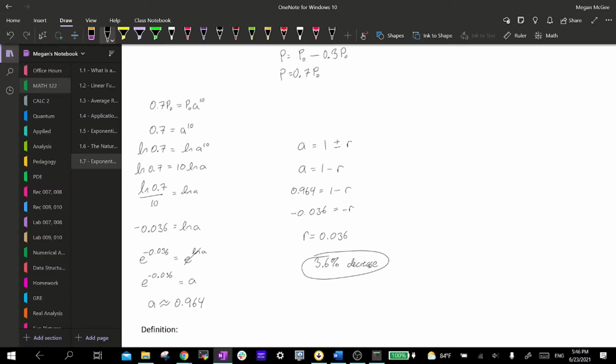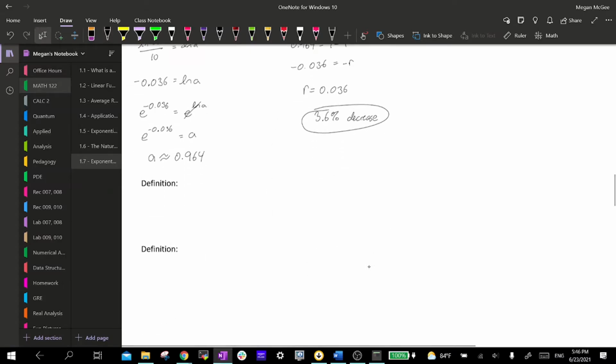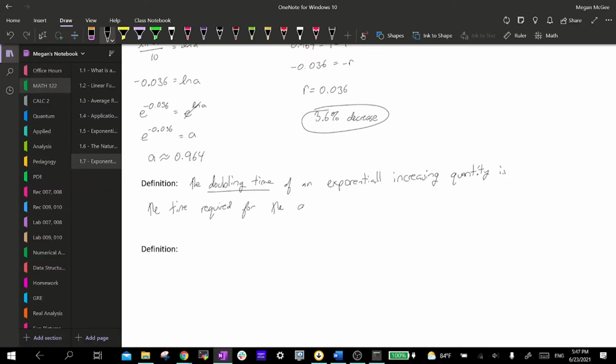All right, so I have some definitions next for us. The first one is the doubling time. So we have the doubling time, aptly named, of an exponentially increasing quantity. It is the time required for the quantity to double.